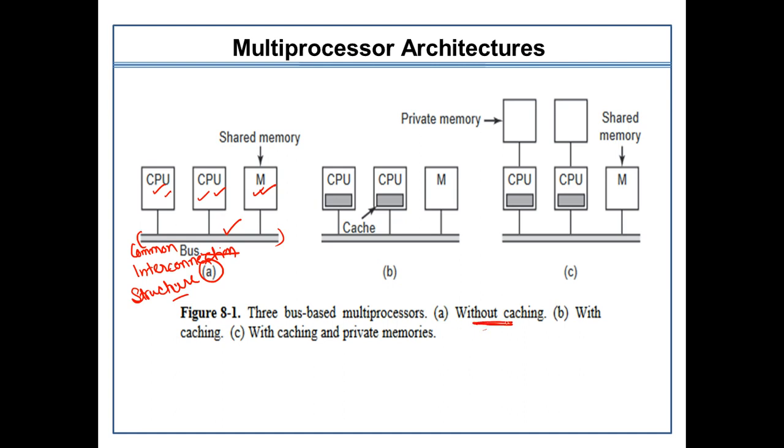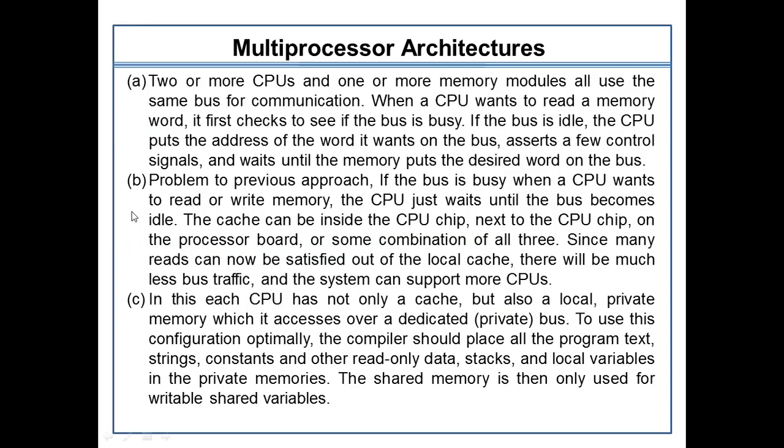This kind of architecture is called without caching because we are not providing any cache facility in this architecture. So let's now discuss this multiprocessor architecture in more detail. The first point, A, says two or more CPUs and one or more memory modules all use the same bus for communication. So the point to understand is that the channel of communication is the same one.